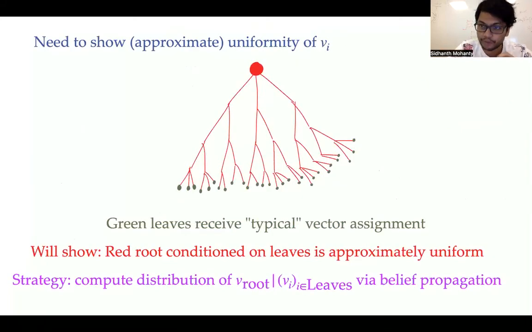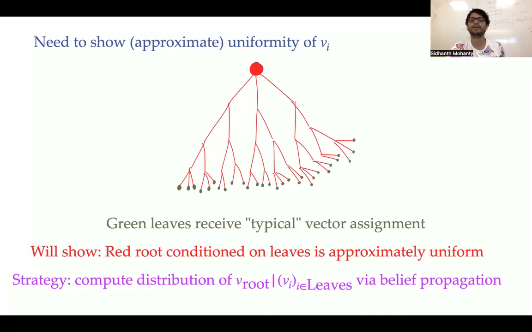Okay, so now let's zoom into one of the trees. What happened when we fixed vectors in the bulk? Well, the vector assignment to the leaves of this tree got fixed, but the remaining vertices don't have a fixed vector assignment. So we want to show that for almost any assignment that the leaves could have received, the root, which is colored red, conditioned on the vector assignment of the leaves, is approximately uniform. And the way we get a handle on this is using the belief propagation algorithm.